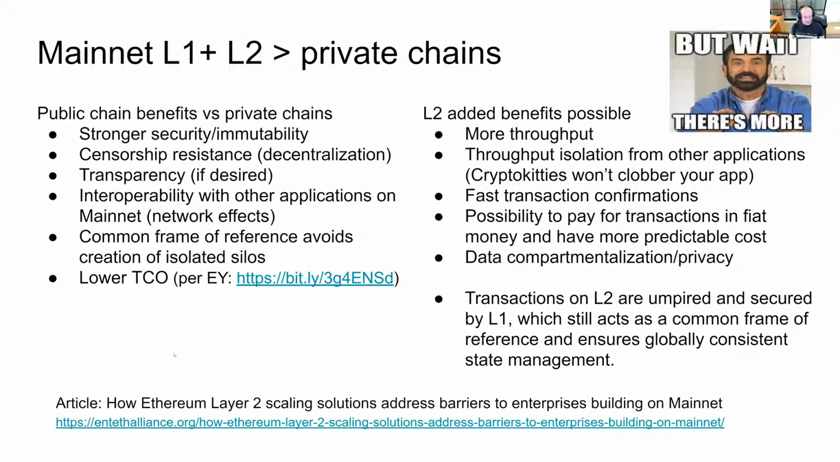And I wrote a paper about this recently. It came out on the EEA blog. It's called How Ethereum Layer 2 Scaling Solutions Address Barriers to Enterprises Building on Mainnet. Go to entethalliance.org and look at the blog there to find that.